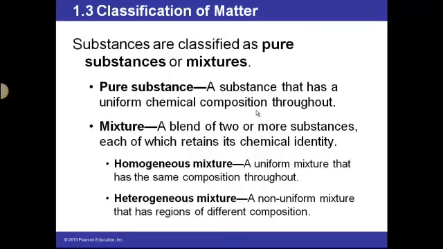So now we want to talk about the classification of matter. And in our classification scheme, the periodic table is going to become a very important component of that discussion. So we can have substances that are going to be classified as pure substances or as mixtures. A pure substance is a substance that has a uniform chemical composition throughout its structure.